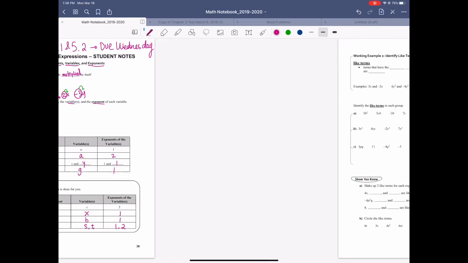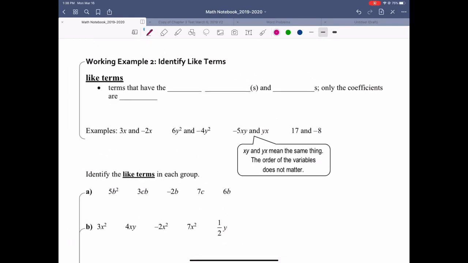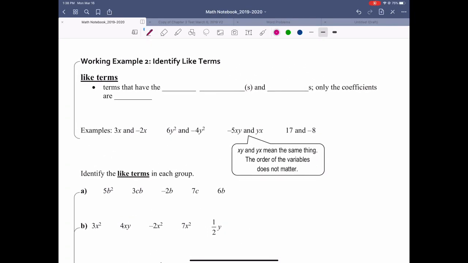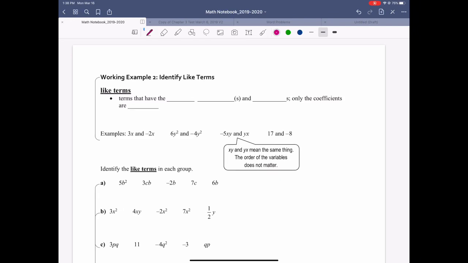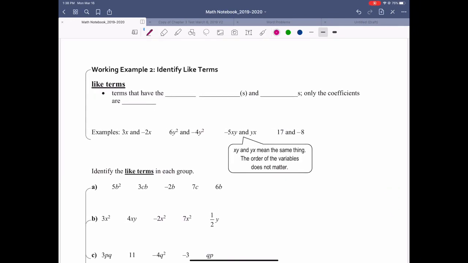Next page. Okay, like terms. As I said, 9A and 9C people, you already know. You should know what this means because we talked about it in class, but we're going to say it again, okay? So basically, like terms are terms that have the same variables. Two requirements must be met, okay? Same variables, and the same exponent on the variable. Only the exponents on the variable.